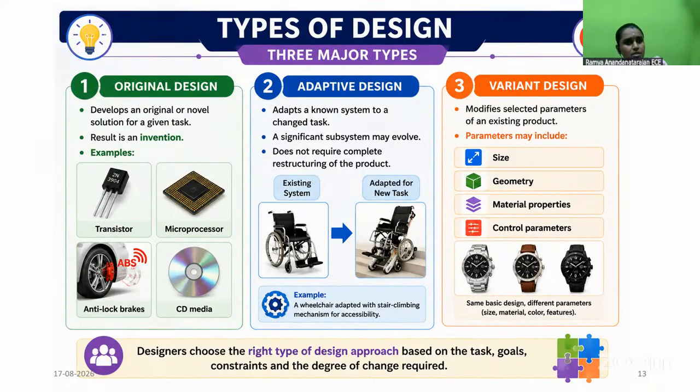There are 3 major types. The first one is original design, the second is adaptive design, and the third one is variant design. So original design means it develops an original or a novel solution for a given task. The result is a new invention. For example, in the 20th century, they invented the transistor, which ruled the world for the next 100 years, and still it is ruling. So the transistor is an original design. Microprocessor, anti-lock brakes, CD, that is for storing data, CD media. So all these are original designs.